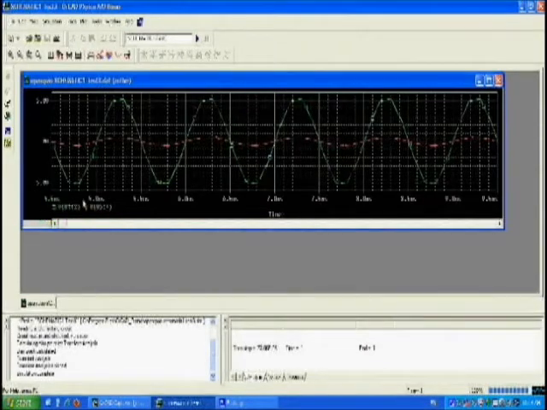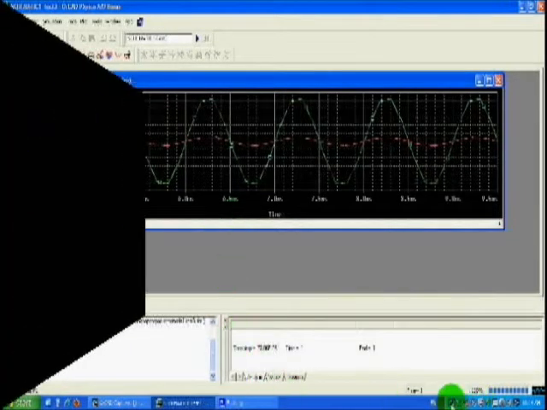When we run the simulation, as you can see, it is approximately 11 times greater. And it's not exact opposite because it's not inverting. So everything checks out and it looks like our op-amp is working correctly.